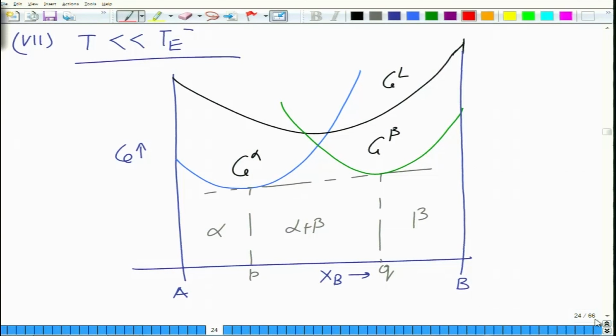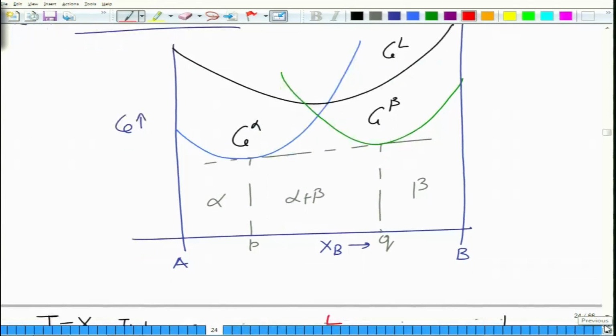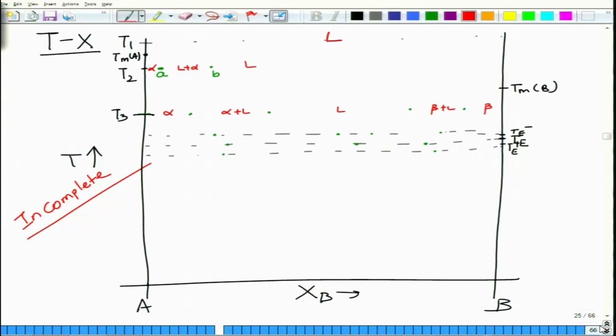Now we want to construct a phase diagram having got this information. So that is what we will do in today's lecture. We started doing it in the last class, but unfortunately we didn't have enough time. So this is what we were doing. We will now take it up in today's class.